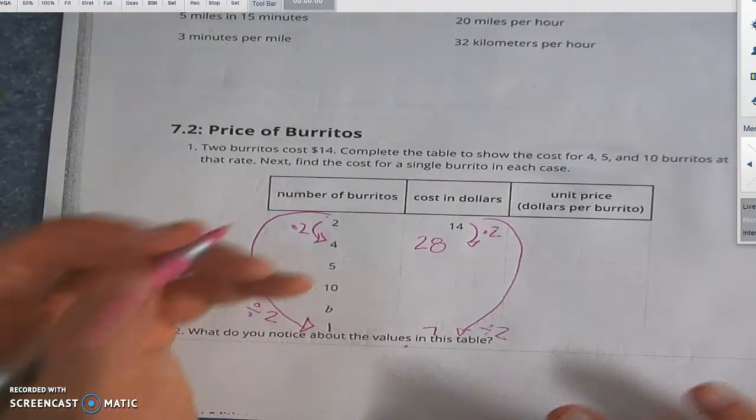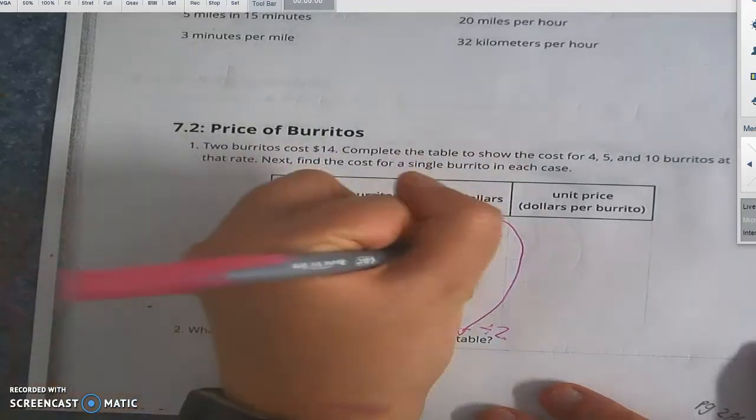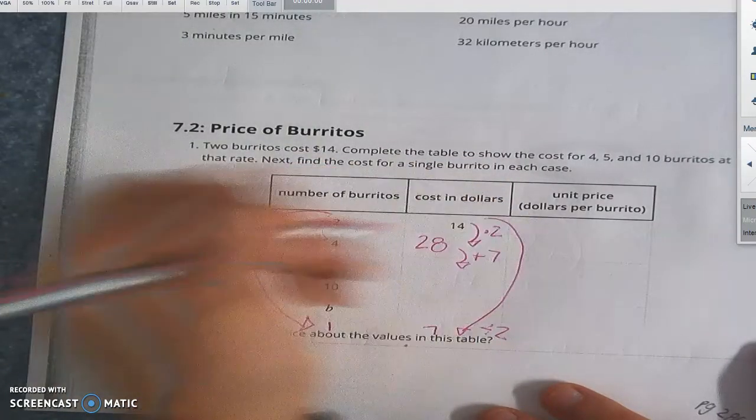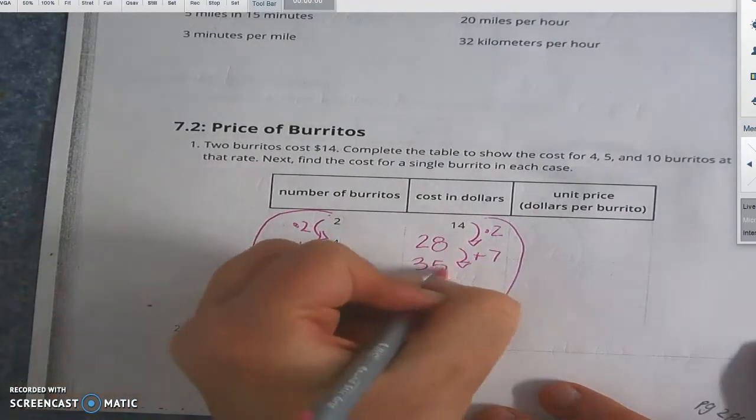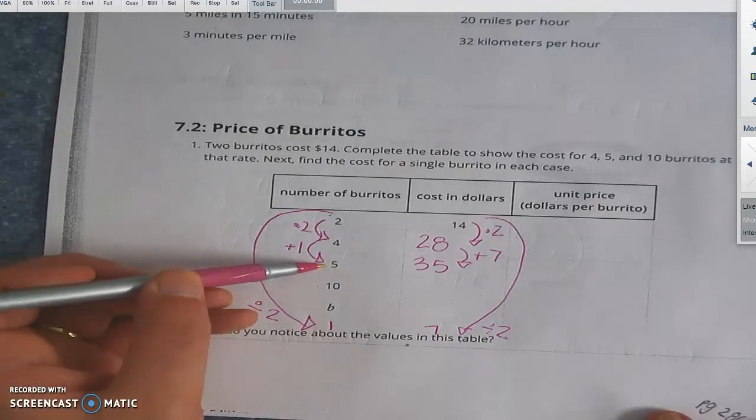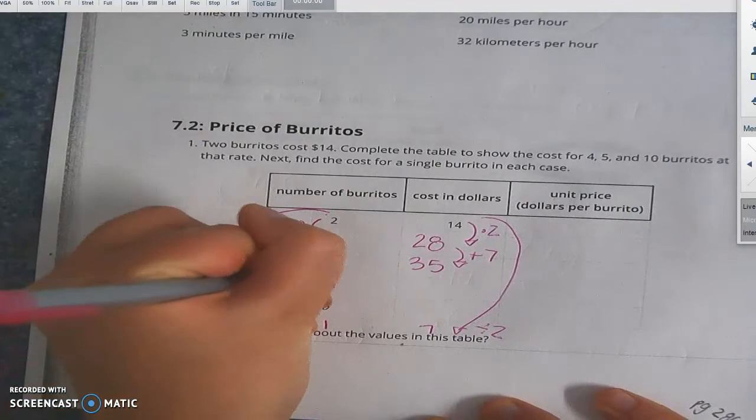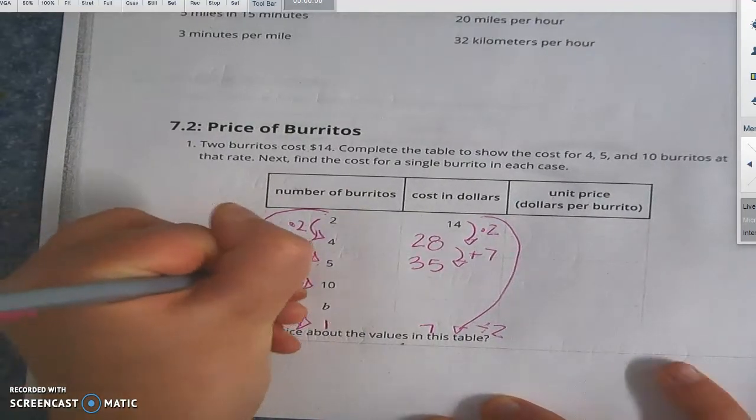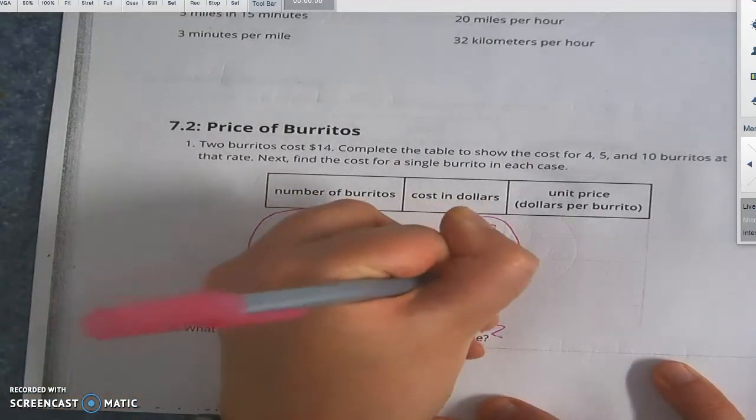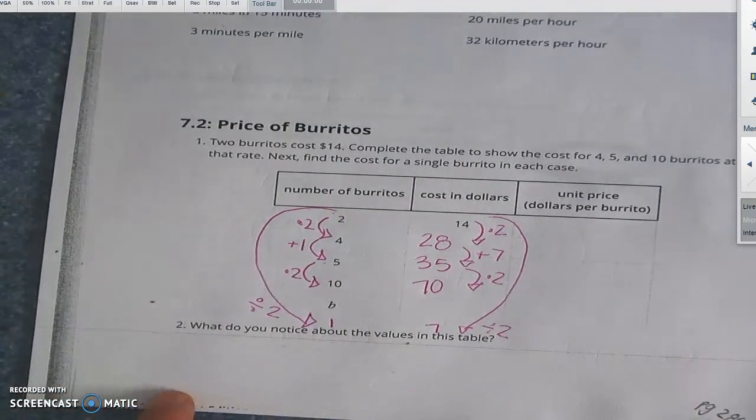So then to get to 5, I'm actually going to do plus 1 burrito and plus $7. So that would be $35. Then I need to get to 10. So I could either double 5 or I could do 1 times 10. But since I see that 5 times 2 is going to give me 10, I'm going to do times 2 and times 2, which is 70.